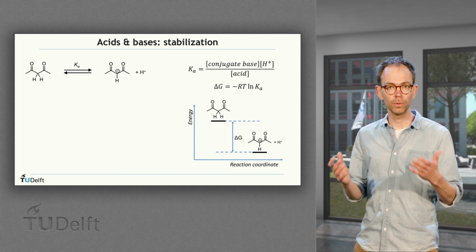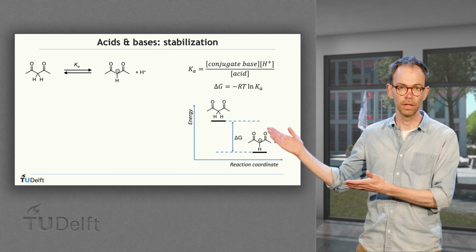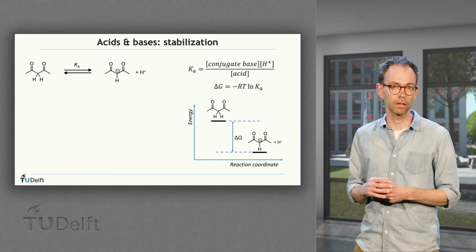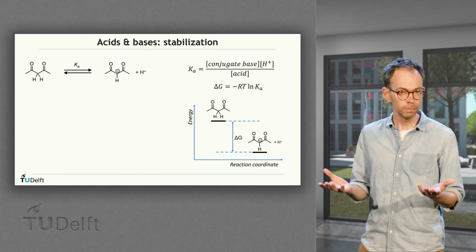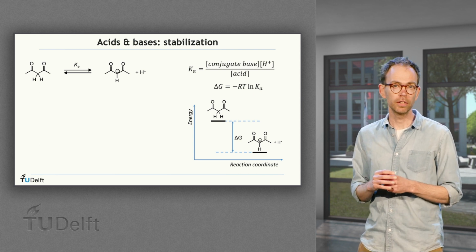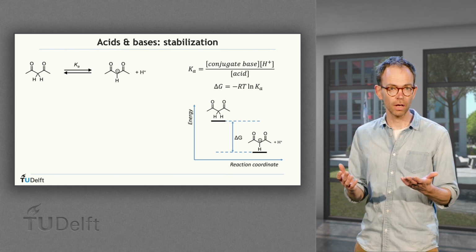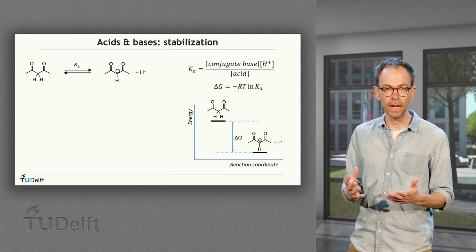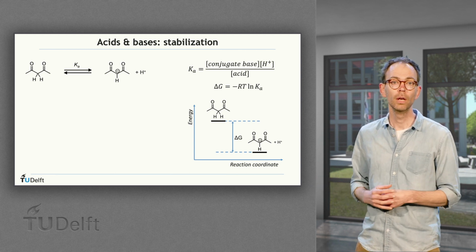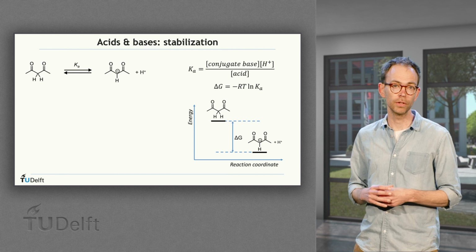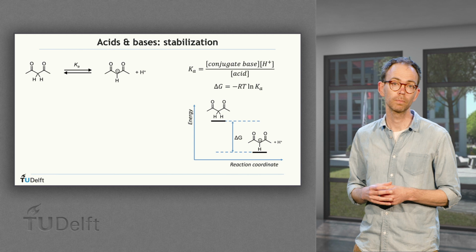The relation between energy and equilibrium constant is defined in this equation. The difference in Gibbs free energy between the two situations, delta G, is minus RT ln K. R is the universal gas constant, T is temperature, and K is the equilibrium constant of the acid-base equilibrium. The larger the difference in Gibbs free energy, the larger the equilibrium constant is going to be.